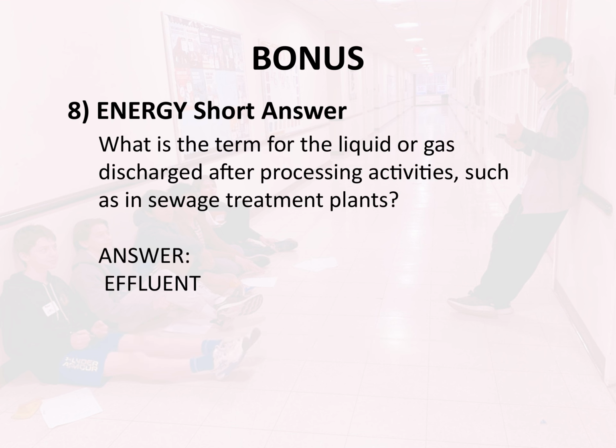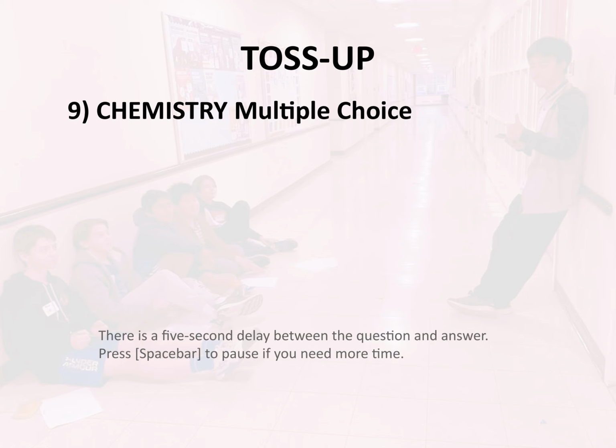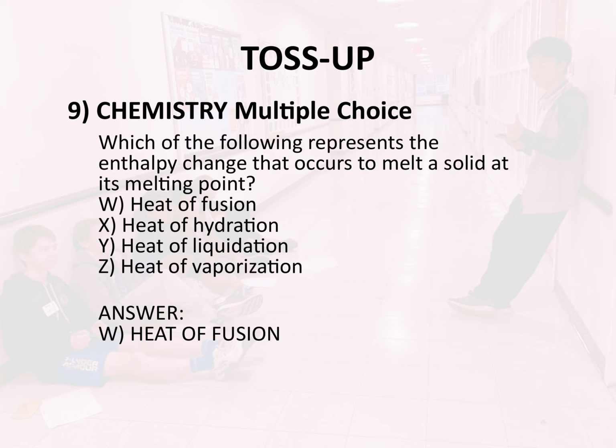Toss-up 9. Chemistry. Multiple choice. Which of the following represents the enthalpy change that occurs to melt a solid at its melting point? W. Heat of fusion. X. Heat of hydration. Y. Heat of liquefaction. Z. Heat of vaporization. Answer. W. Heat of fusion.